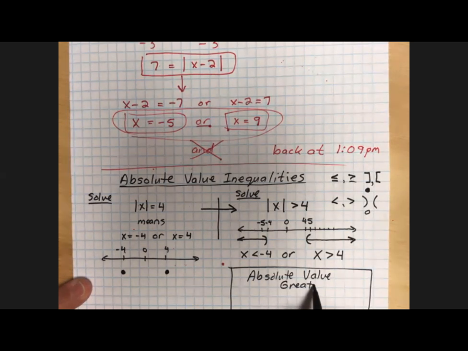When the absolute value is greater than something, absolute value of u, something, this u could be short, like an x, or it could be ugly, like 7x minus 27 times x plus 5, anything. When absolute value is greater than something.